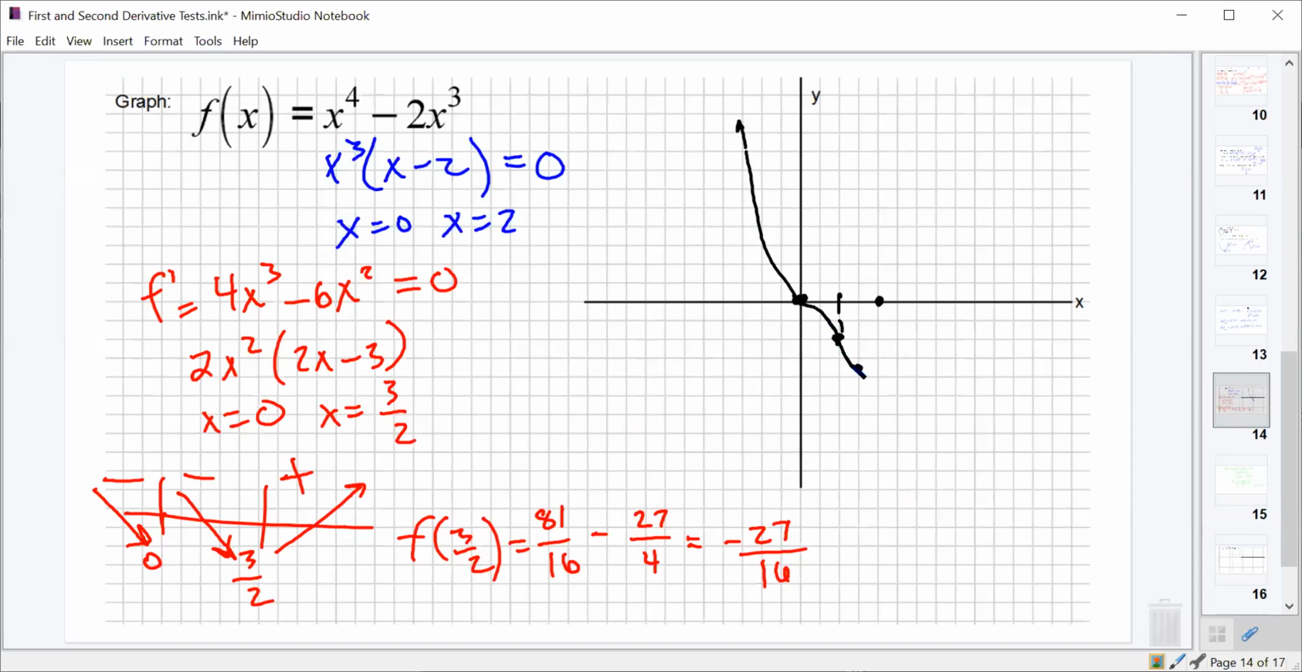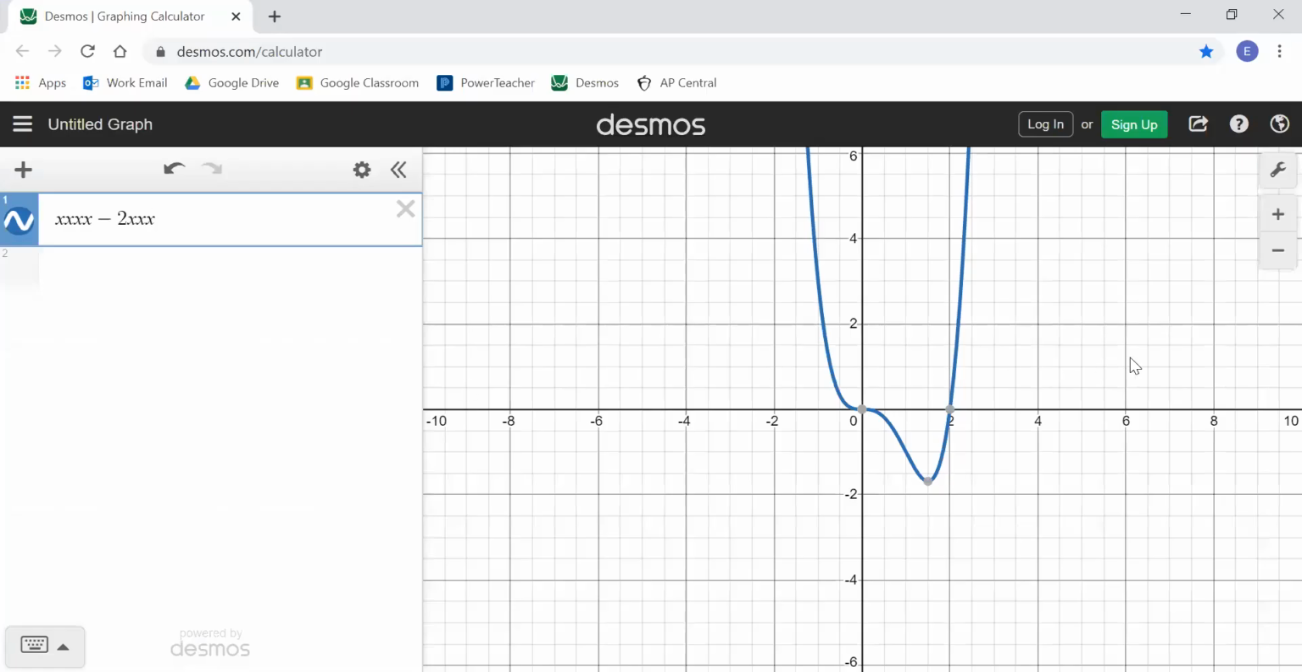Oh, that's not very good. Nor was that. There we go. It goes up and increases and is concave up. And that's what that graph should basically look like. My sketch isn't perfect just because I have trouble drawing on the laptop screen. But if we wanted to, we could take a look at it on Desmos. And it would look about the same as what we had, x to the 4th minus 2x cubed.